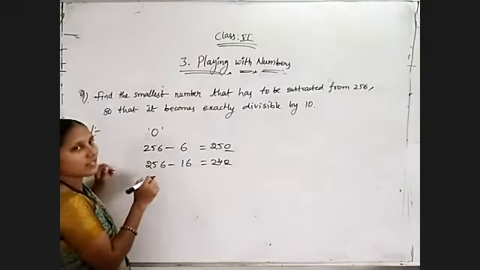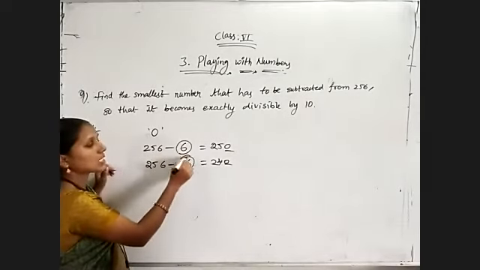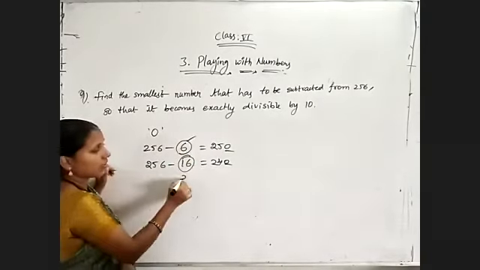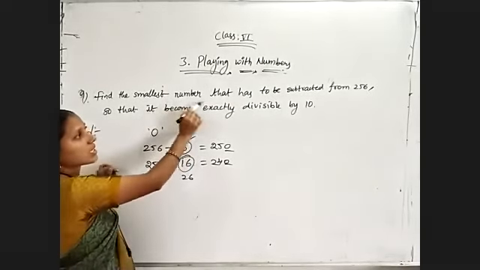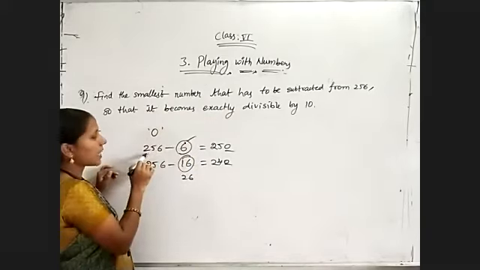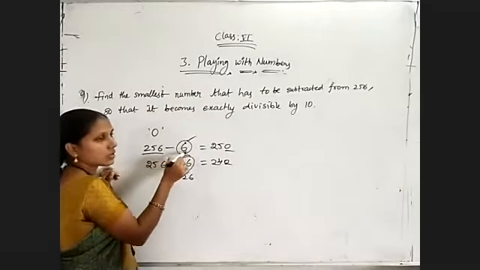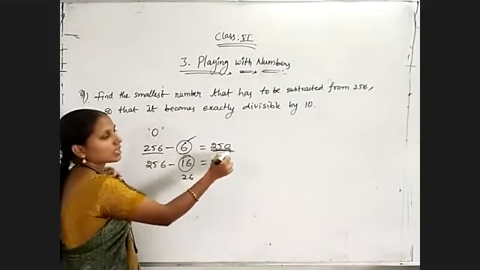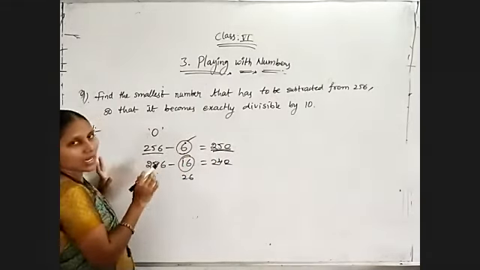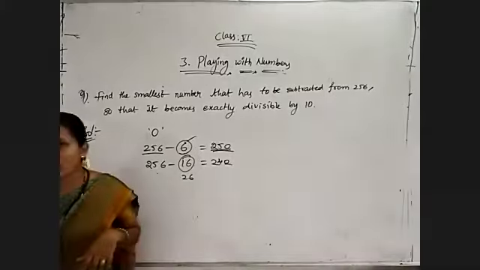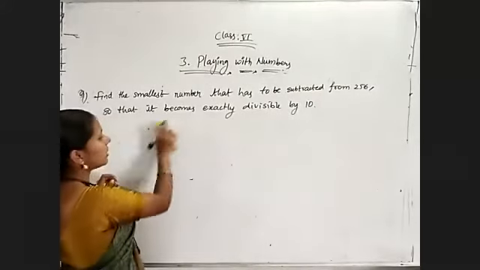But just observe here, which is the smallest among all these numbers? 6 is the smallest. The next number we will get is 16, like that. So the smallest number which should be subtracted from 256 is 6, so that the result 250 is compulsorily divisible by 10. So this is one of the methods. Otherwise, as I told you, go through with the division method.